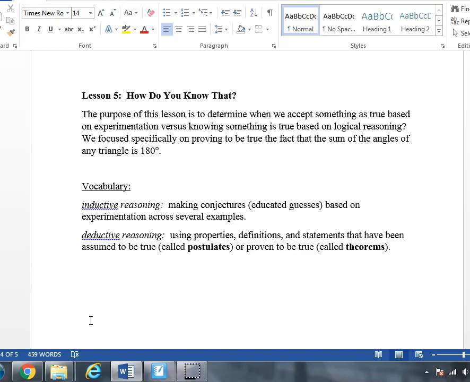We focused specifically on proving to be true the fact that the sum of the angles of any triangle is equivalent to 180 degrees. There were two vocabulary words that you want to write down in your notebook. Inductive reasoning is making conjectures or educated guesses based on experimentation using several examples. And deductive reasoning is using properties, definitions, and statements that have been assumed to be true, which we call postulates, or they've been proven to be true, which we call theorems.